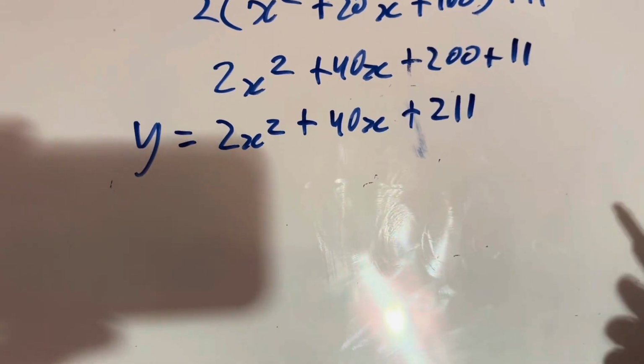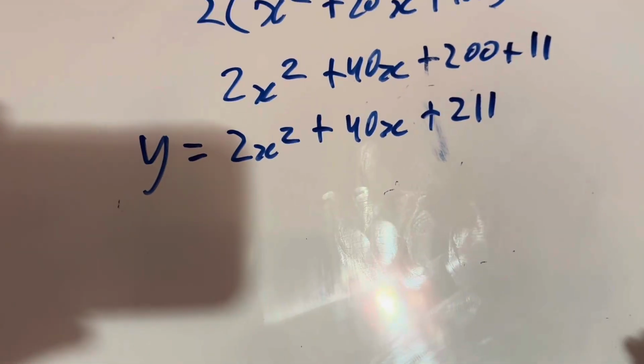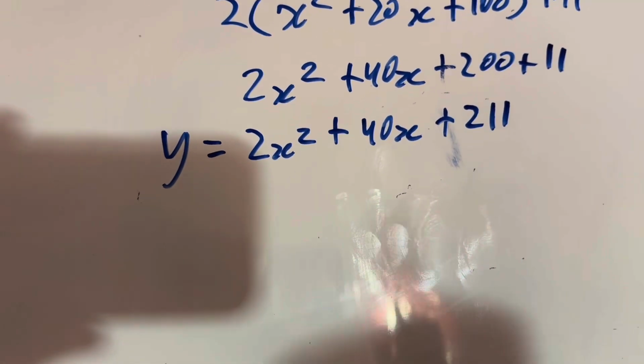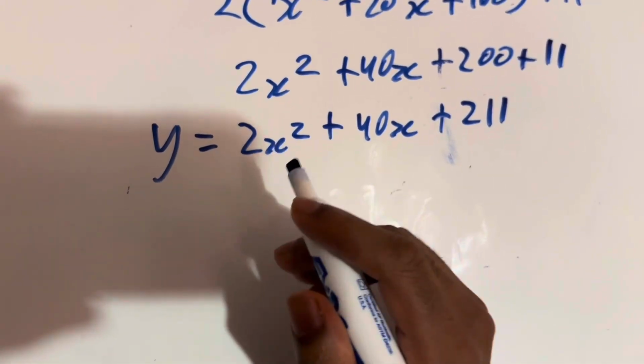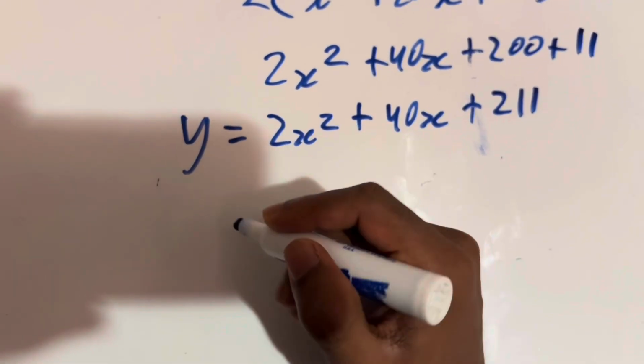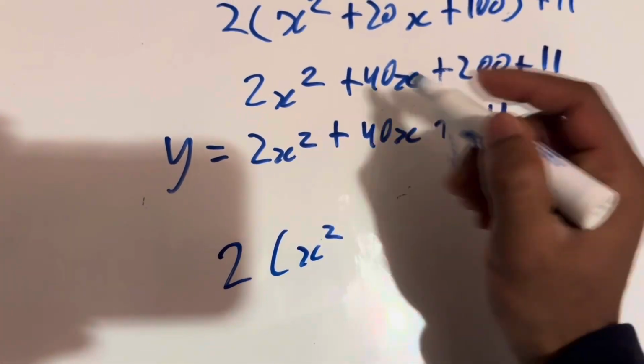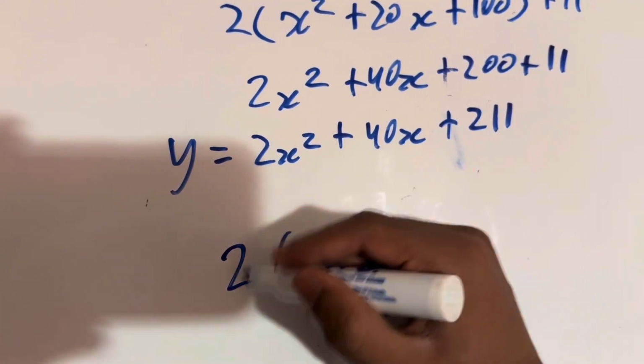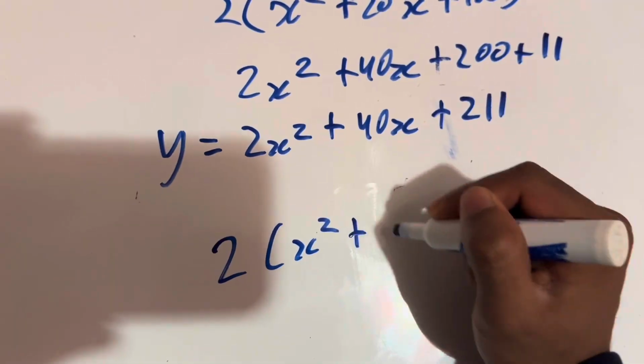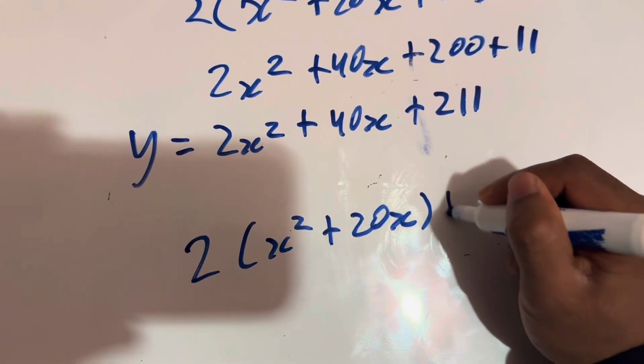Now let's work our way back. And this is a little bit harder because we have to do something called completing the square. So first things first, we want to remove the coefficient from the x squared. So we can do that by just pulling it out like this, 2x squared. And then we also want to do it for the b value, and we got to pull out this as well. So it's just going to be plus 20x plus 211.